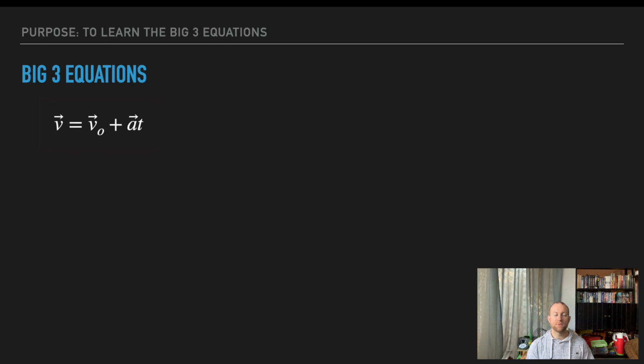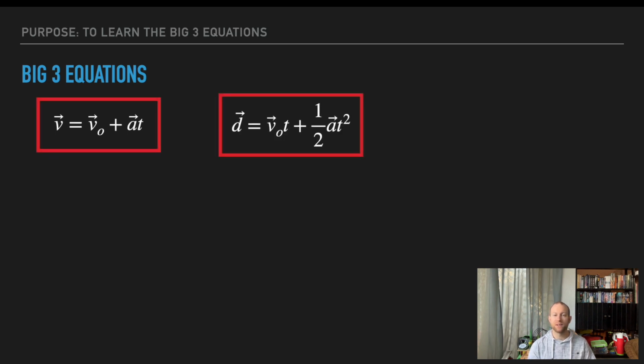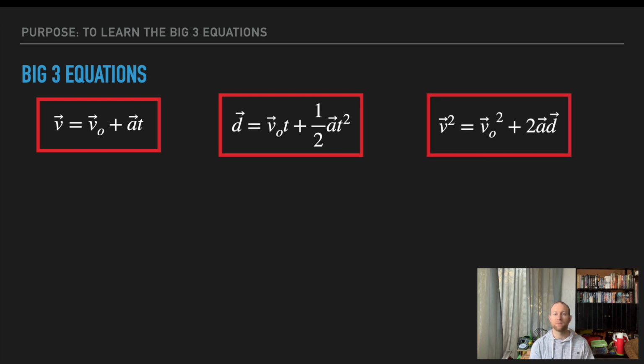So here we go. These are the big three equations. v equals v naught plus at, d equals v naught t plus a half at squared, and v squared equals v naught squared plus 2ad. So notice with these equations, each one has 4 of the 5 variables. So the first equation there, it's missing displacement. The second one's missing v final, and the third one's missing time. So if you're ever confused which of these equations to use, just look at which variable you are missing and do not care about.